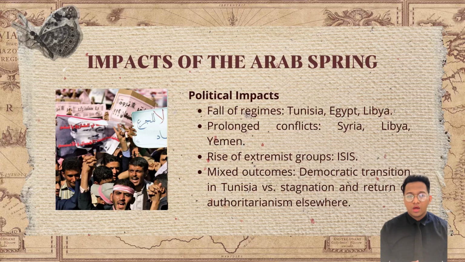First, we look at the political impact. The Arab Spring caused the fall of leaders like Zine El Abidine Ben Ali in Tunisia, Hosni Mubarak in Egypt, and also Muammar Gaddafi in Libya. But it also led to problems. In countries like Syria, Libya, and also Yemen, protests turned into long wars. This allowed groups like ISIS to grow. Only Tunisia succeeded in moving to democracy, while other countries continued to struggle with instability.